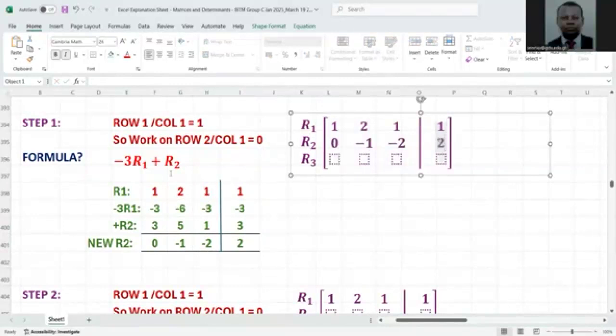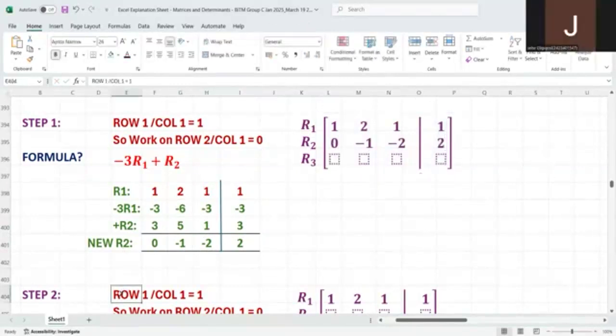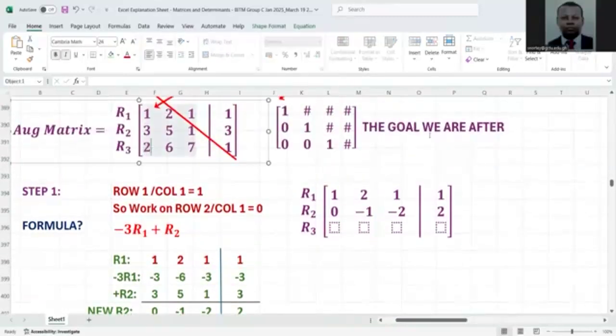Okay, now we have to concentrate on row 3, this value. Row 3, remember row 3, the value is 2 here.